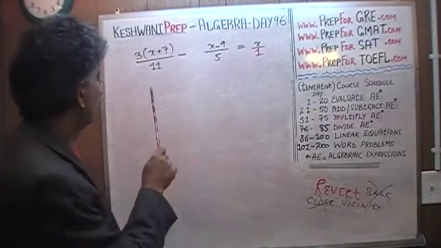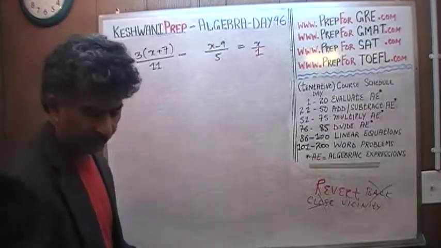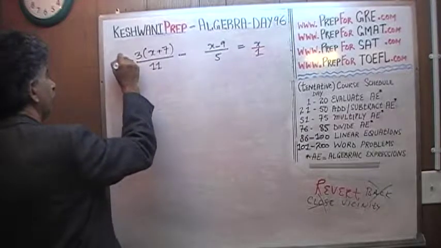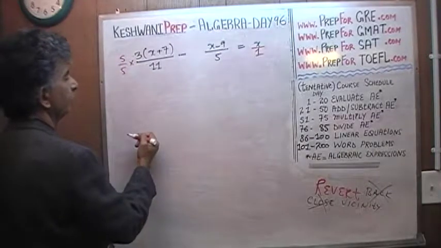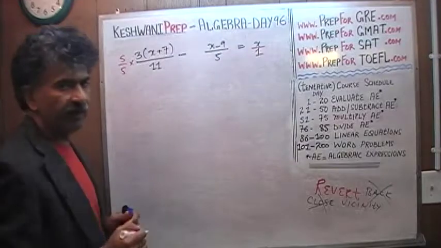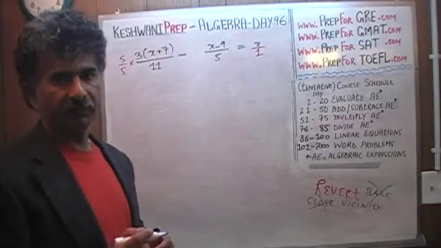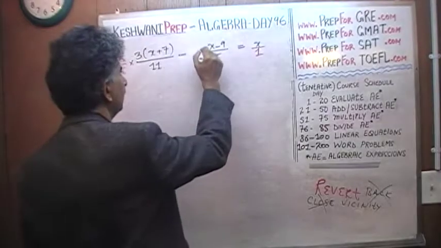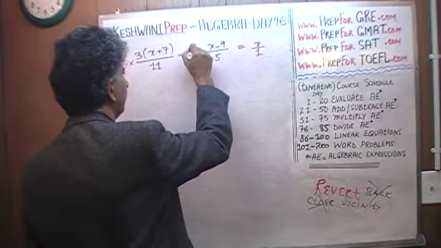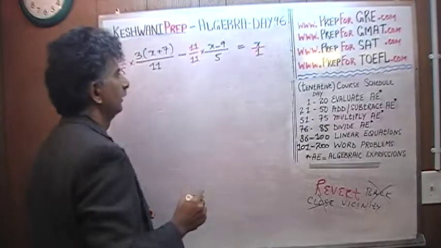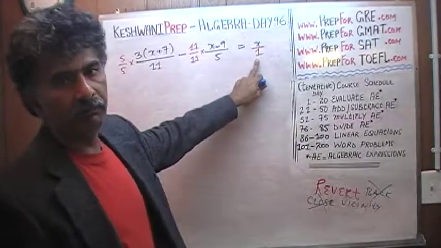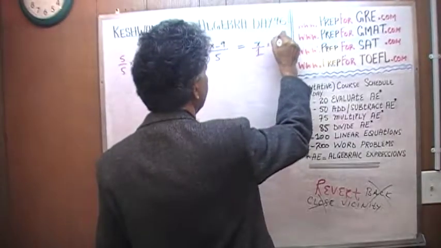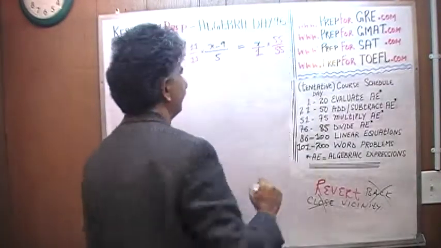The question is, how do we convert this 11 into 55? Well, by multiplying the top and the bottom by 5. This has a denominator of 5. We need 55. How do we convert 5 into 55? Well, multiply by 11. Multiply the top and the bottom by 11. This guy has a denominator of 1. We need a denominator of 55. Well, let's multiply top and bottom by 55.